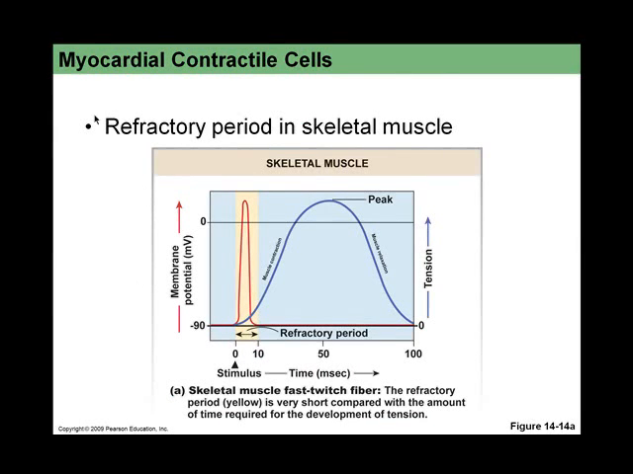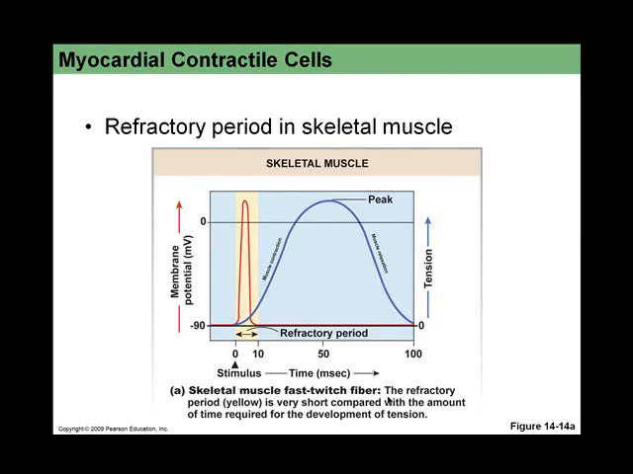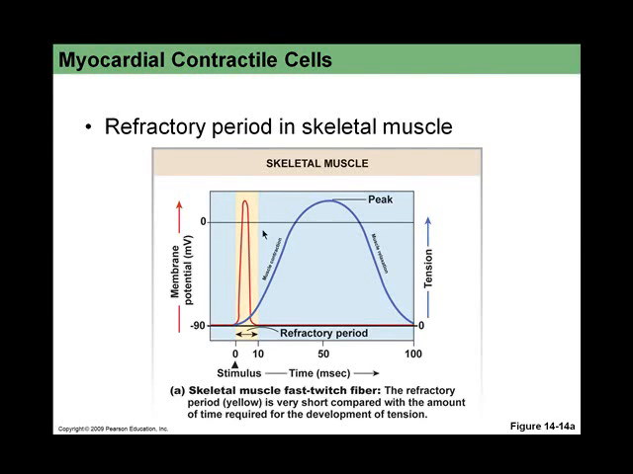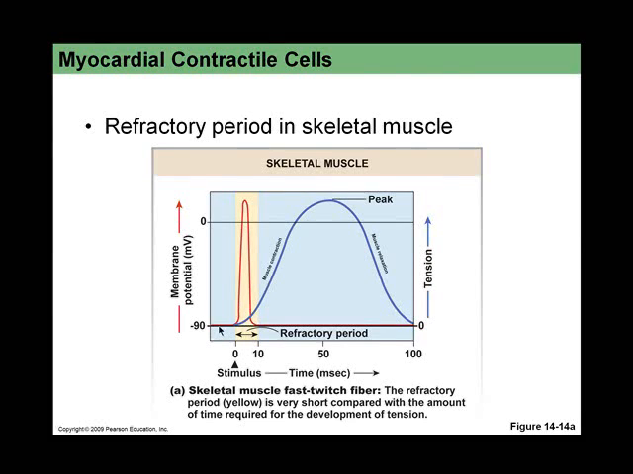Well, now let's think of the refractory period in skeletal muscle relative to the contractile event, so that we can contrast it with that of the cardiac contractile myocyte. So the skeletal muscle fast twitch fiber is shown in this panel, and the refractory period is in yellow for the action potential, and it is very short compared to the amount of time required for the development of tension.